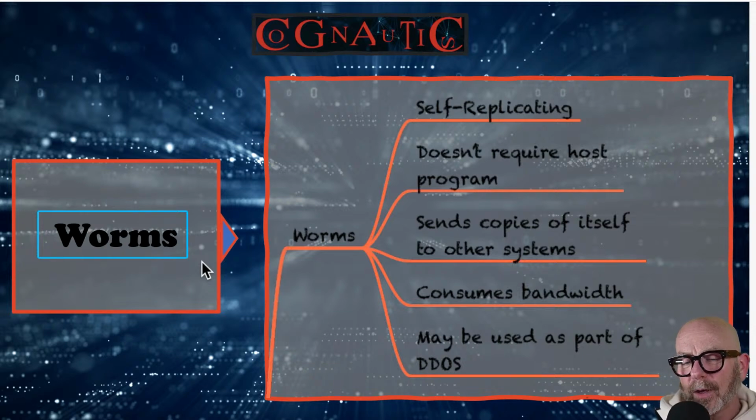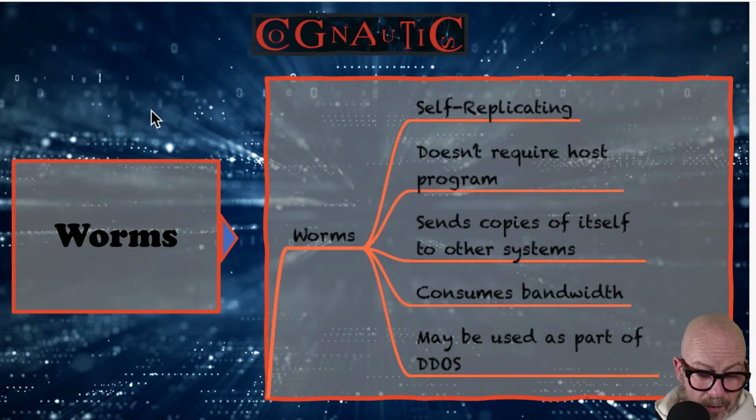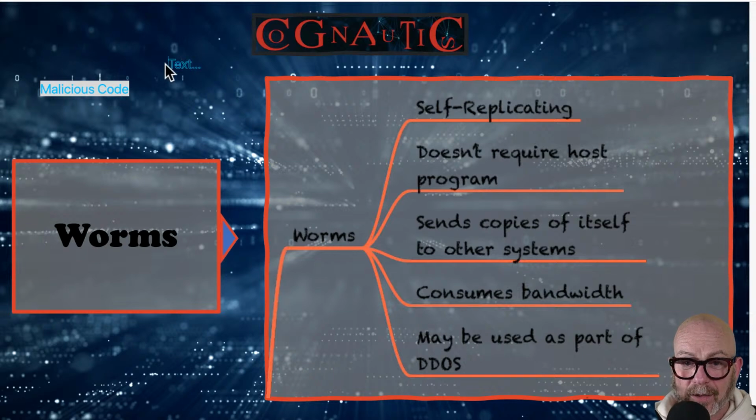So worms are worms, and all of these fall into the same category. Let me put this on the screen for you so you can see it. All of these fall into the same category: this is malicious code. This is code designed to do bad things to your computer, okay? Malicious code. So they all fall into this category, right?